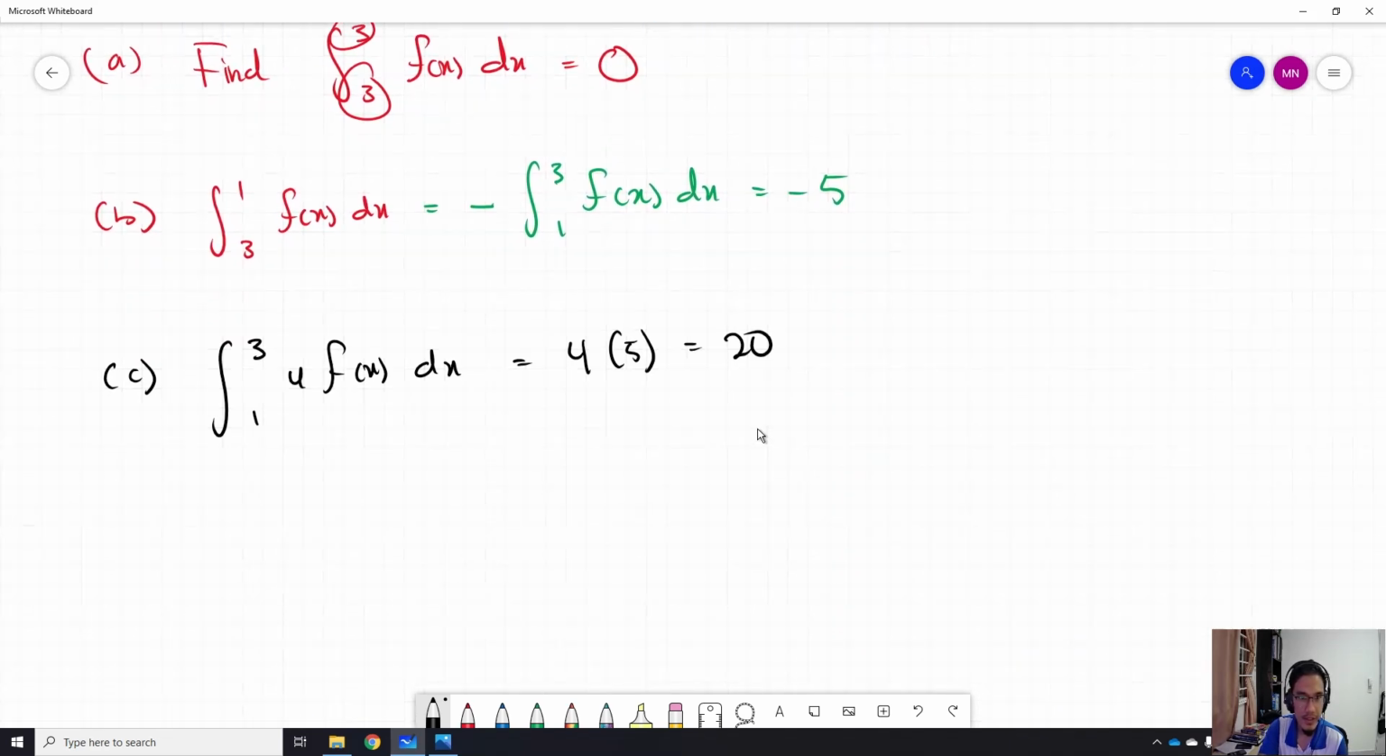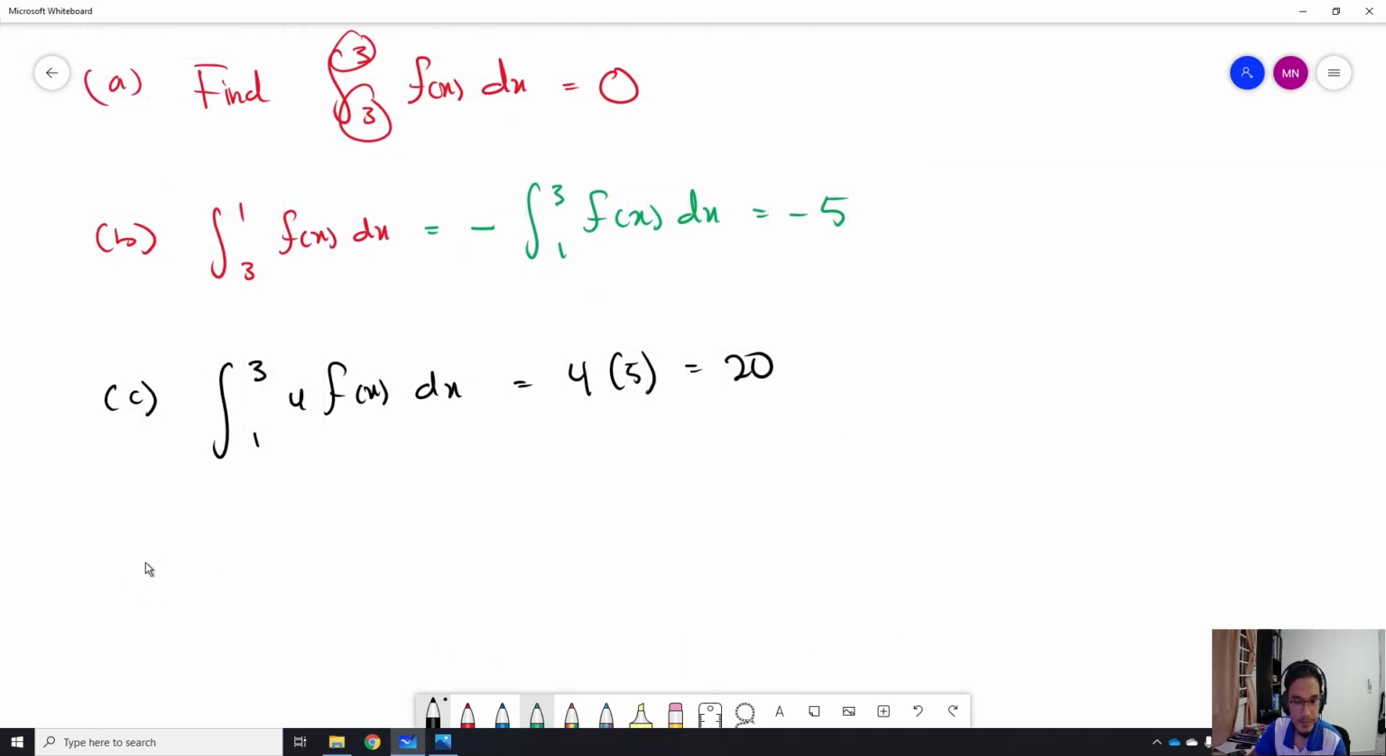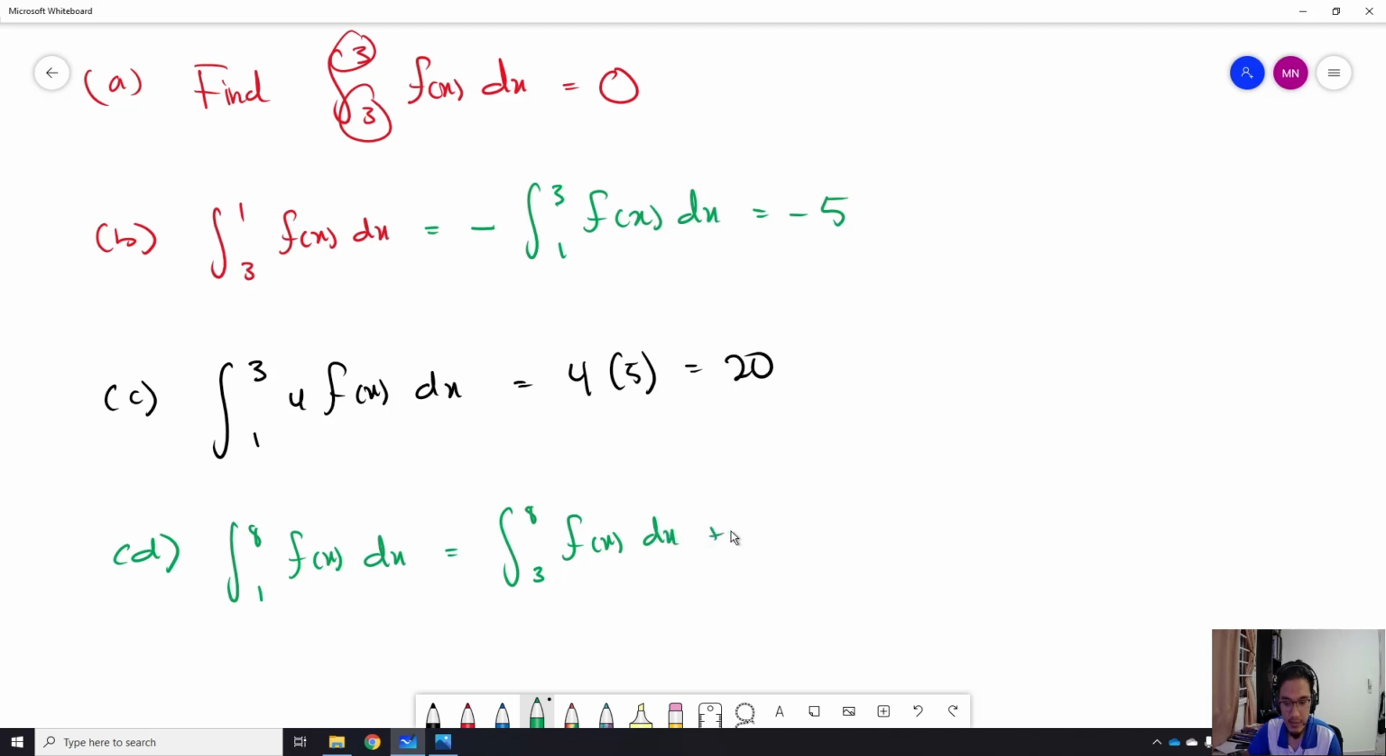Okay, for D, D is the integration from 8 to 1 of f(x) dx. So it is the same function, but now it covers from x equal to 8 until x equal to 1. So it just means the integration from 8 to 3 of f(x) dx plus the integration from 3 to 1 of f(x) dx. So it covers from 8 until 1. So our answer is just 10 plus 5 equal to 15.